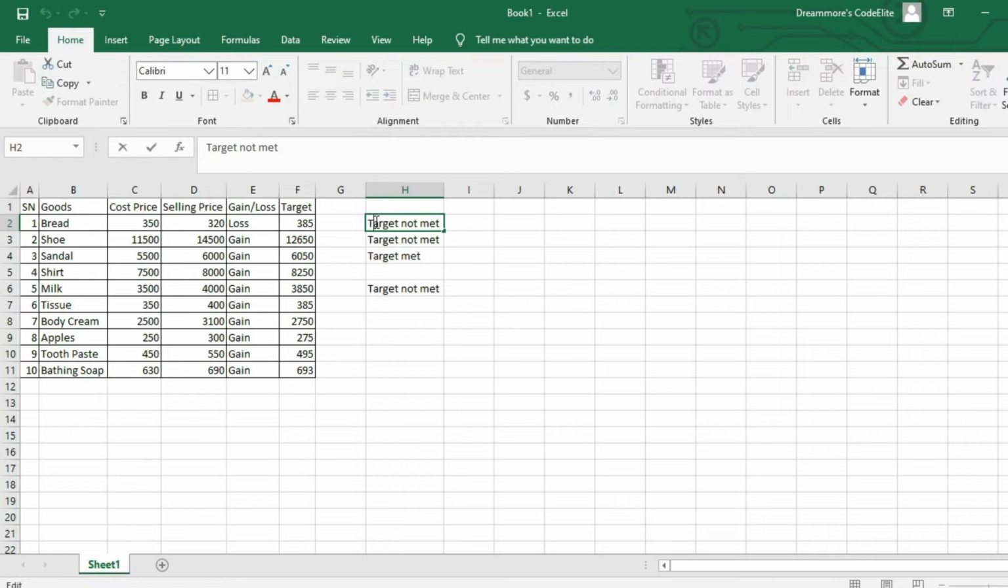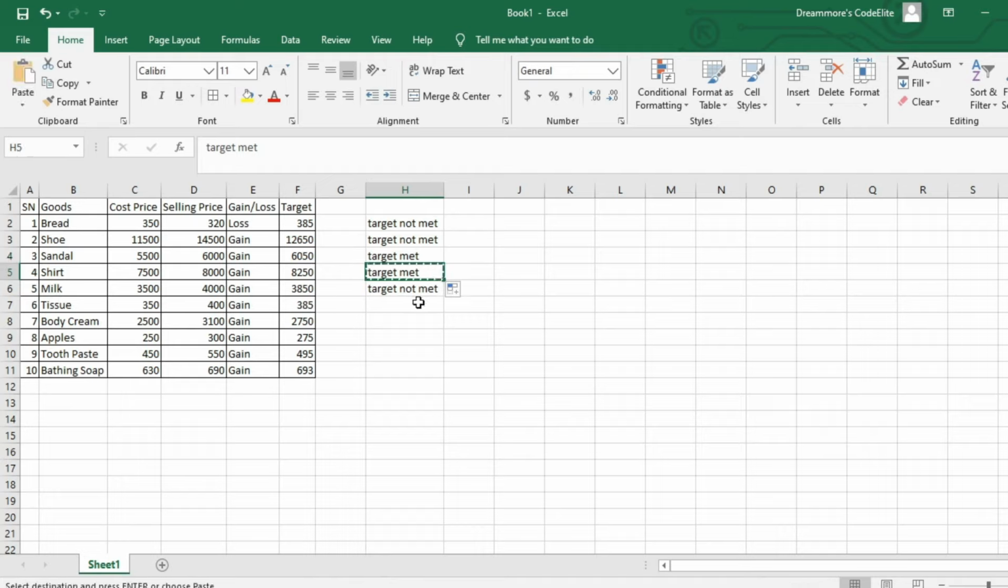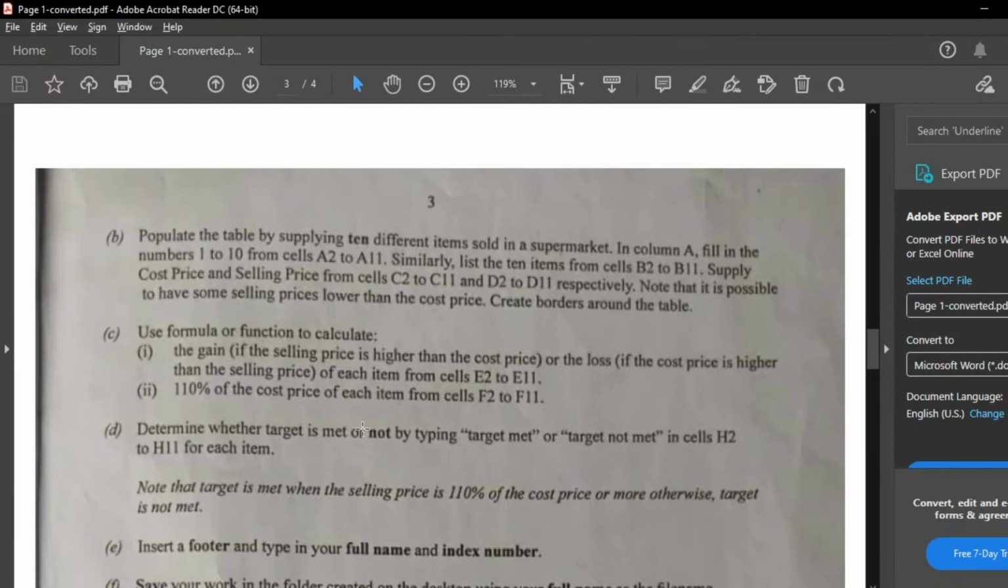They did this in small letters. I like to represent things the way it is in the question. I just want an exact match of what the mark scheme says. So this is correct. I'll copy this, come here and paste it, and duplicate all the way down. All right, so I think I've completed this part.